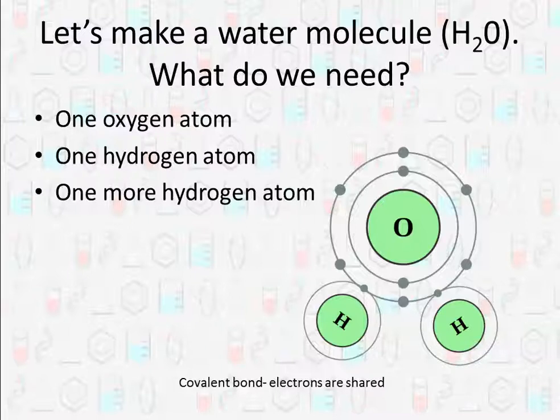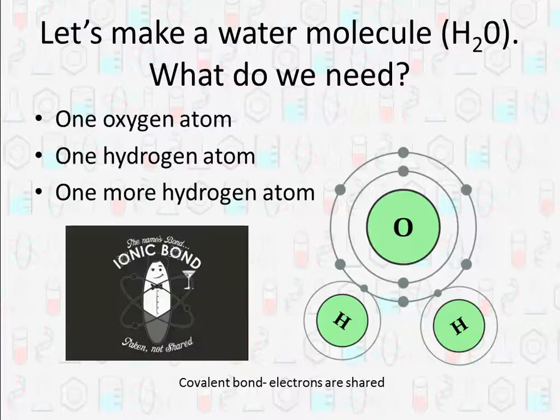Right? In a covalent bond, electrons are shared, and you can remember that with the "co" part. Co means sharing. If I'm co-teaching with Miss Edwards, we're sharing our teaching duties. You can also think of it with another James Bond picture: the name's Bond, ionic bond, taken, not shared, because James Bond orders his drinks shaken, not stirred. So in ionic bonds the electrons are taken, not shared. In a covalent bond, they're shared.